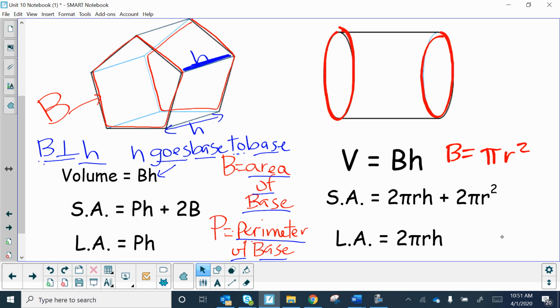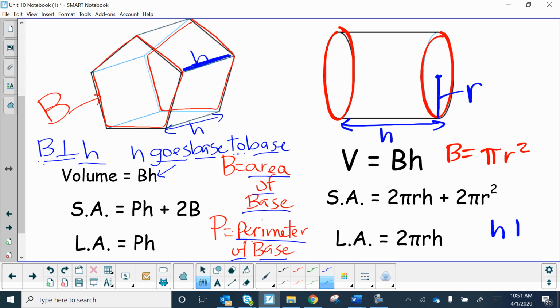The surface area and lateral area formulas are given. All of these formulas are always given. The only other thing I want you to write down is that this is your radius, which you should know from circles. And the height is the same situation over here. It goes from base to base. So that is H, so label that H. And H is also always perpendicular to the circle, capital B.